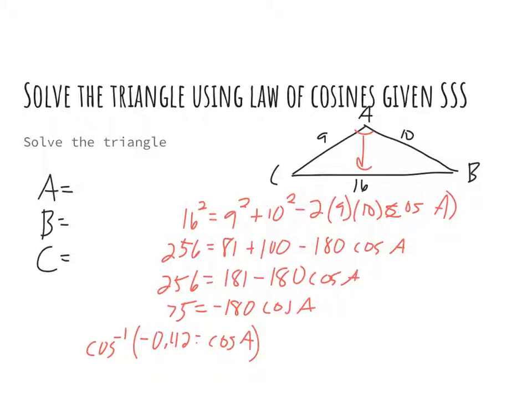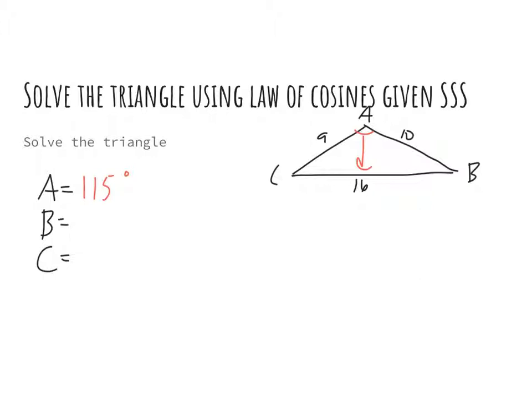And I get to the nearest degree that A is 115 degrees. Once I have that, again, I can switch over to the law of sines. So I'm going to get rid of this work here so I have a little more room to work with. So if I'm going to go for angle B next, I do 16 over the sine of 115 is equal to side B, which is 9, over the sine of B.